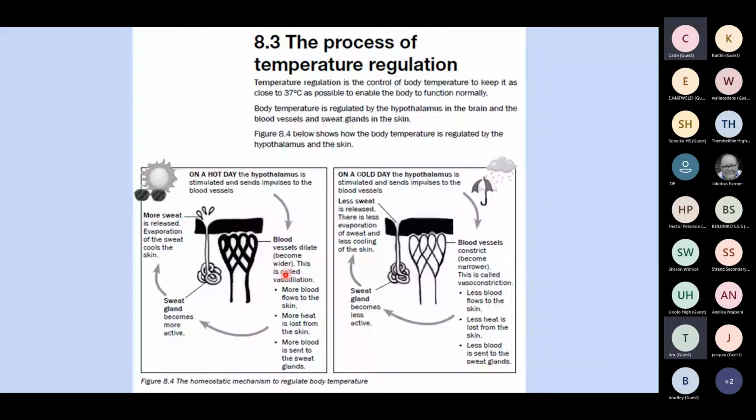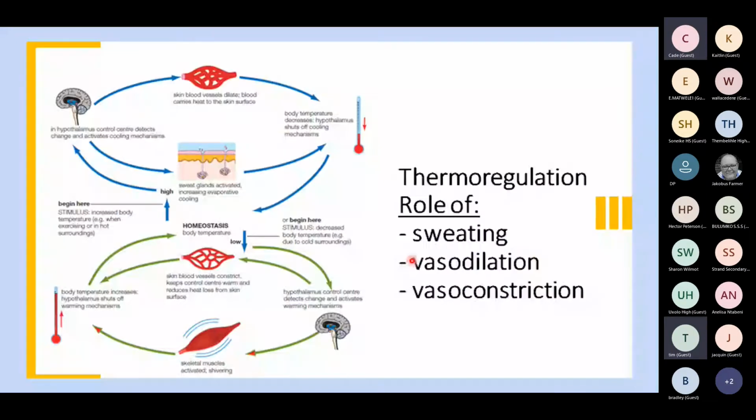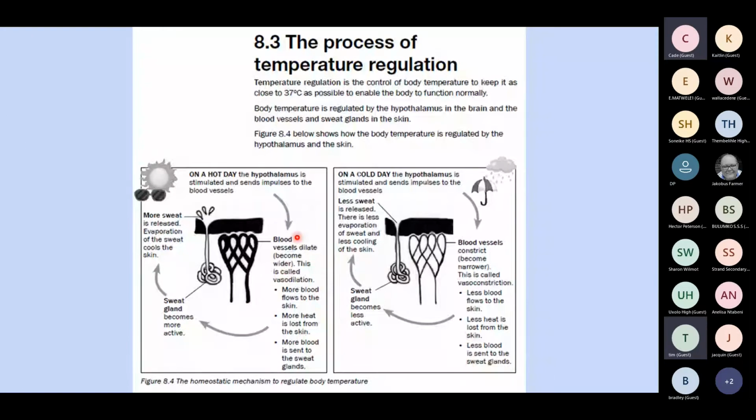Remember I said earlier, vasodilation. So what is meant by vasodilation? The blood vessels become wider. And if they become wider, more blood will flow into the skin. More heat is lost. More blood is sent to the sweat glands. What happens to the sweat glands? They become more active. Look at the sweat glands, they become more active. And if they become more active, more sweat is released and it's evaporated to cool the skin down.